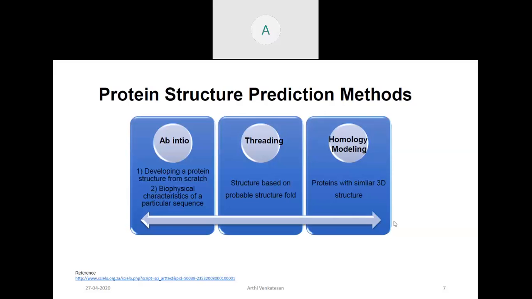For example, homology modeling is for proteins with a similar 3D structure. There are also threading and ab initio methods, with steps involved in each. For homology modeling, the sequence identity should be greater than 35 percent. Threading can be used for less than 10 percent, or greater than 35 percent also. Ab initio is like starting from scratch: you don't know anything about the structure and cannot even find similarity between structures, then you can go for the ab initio method.